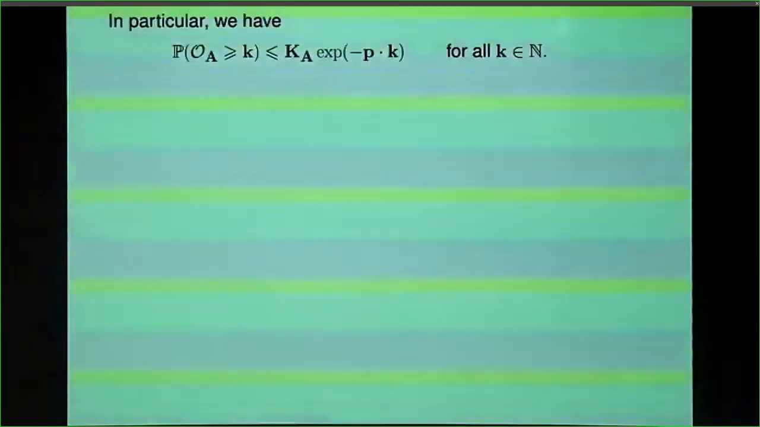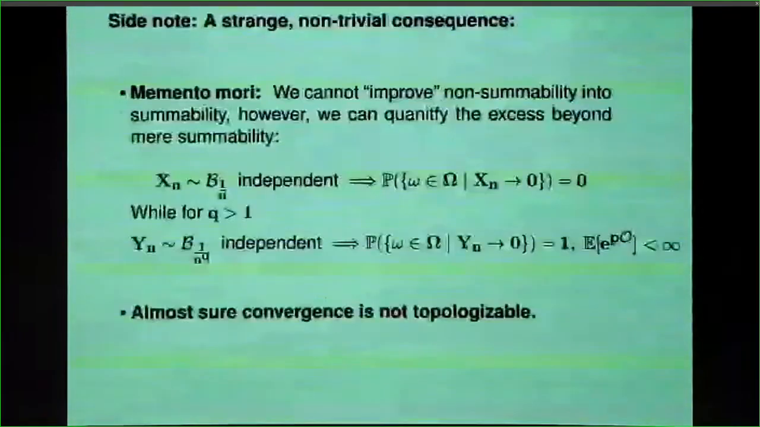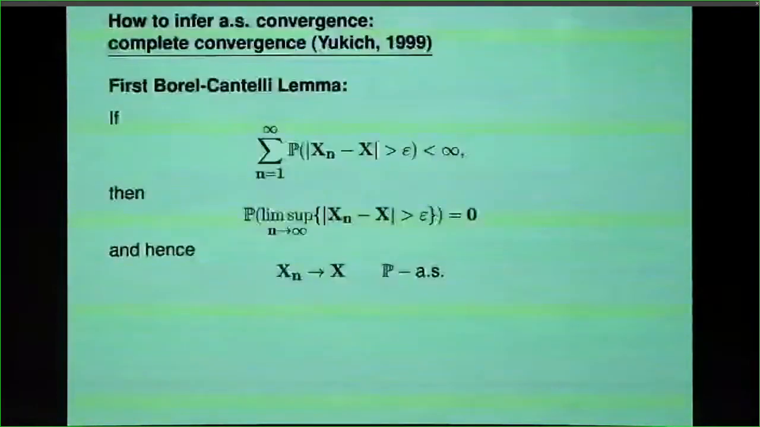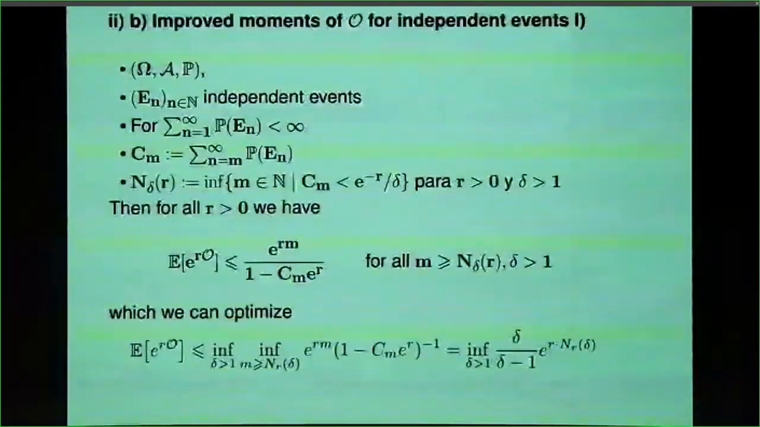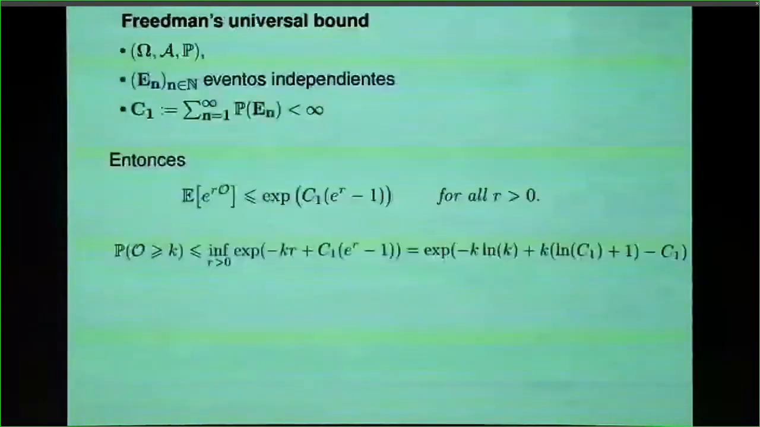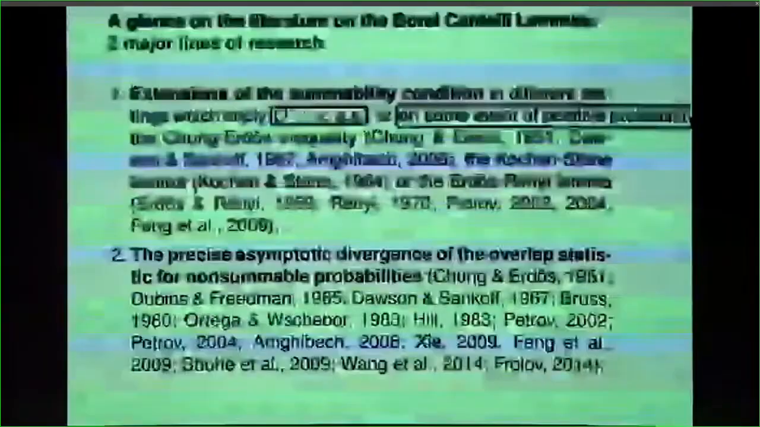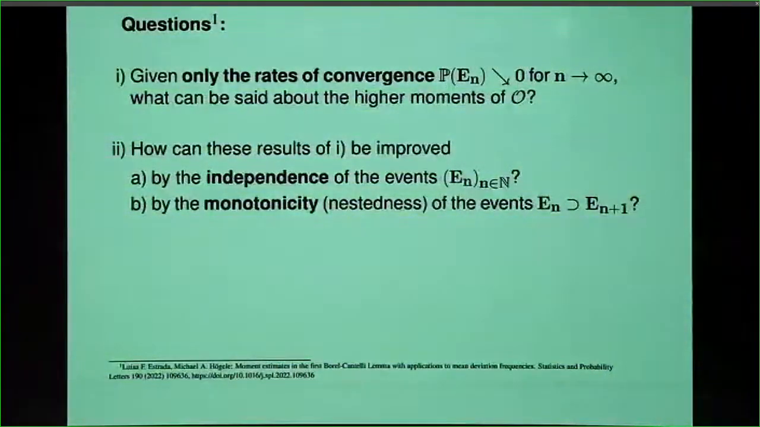So just to repeat very briefly what we did. We just showed a simple generalization of the first Borel Cantelli lemma, and then we applied it to the convergence in probability. So going back here, this was the original question: if we have rates going to 0, what can we say about higher moments?